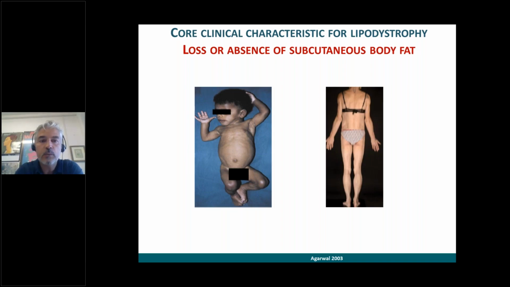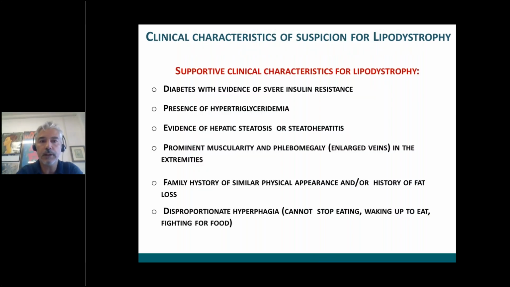We are frequently asked, how can you make the diagnosis of lipodystrophy? Well, first of all, you have to demonstrate that subcutaneous fat is gone, locally or generalized in the body. So here you can see two examples of patients with different forms of lipodystrophy. And lipoatrophy is associated with other supportive clinical characteristics. So these aspects may be important for the suspicion of lipodystrophy.